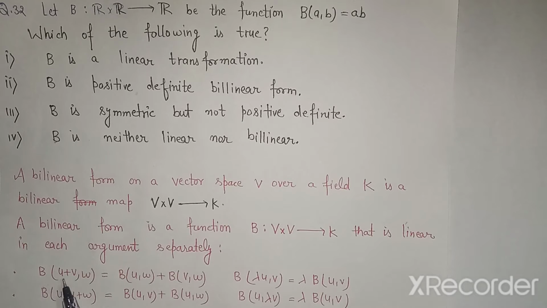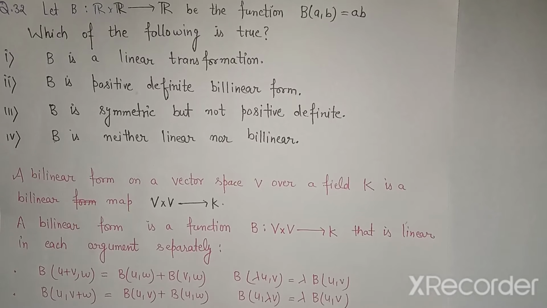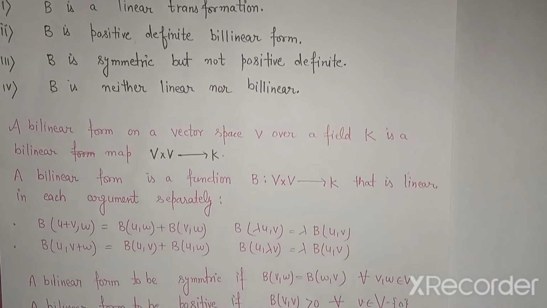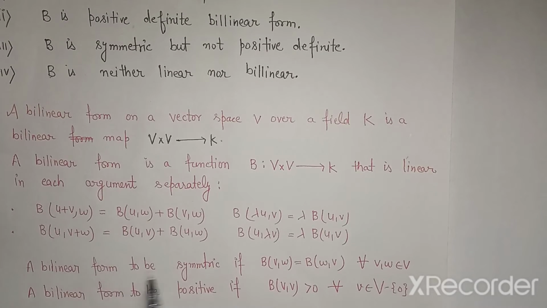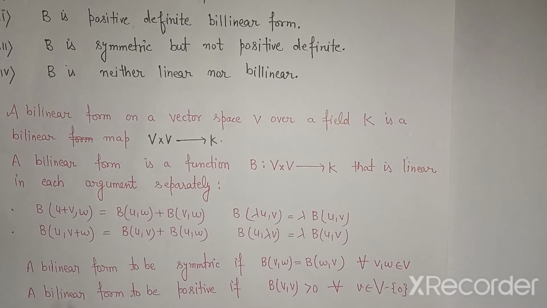The first condition is that B is linear in the first coordinate. Linear in the first coordinate means B applied on (U plus V, W) is B of (U, W) plus B of (V, W). Similarly, B is linear in the second coordinate also, and for scalar multiples also. This is the definition of a bilinear form. Now a bilinear form is said to be symmetric if B of (V, W) is equal to B of (W, V). Similarly, a bilinear form is said to be positive if B of (V, V) is positive for all non-zero vectors. This is for symmetric and this is for positive.